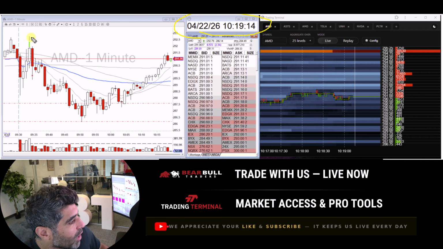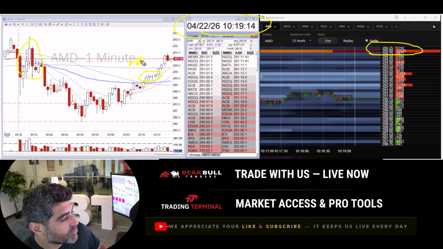This is my second trade on AMD. So at the open, I had this big order at 295. That's why I went long. I got stopped out. This is the first trade. But as soon as it came back up at 291, I see it really came above the VWAP. It closed above the VWAP, very strong.